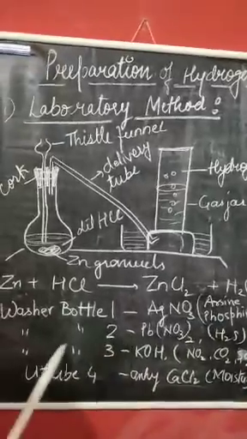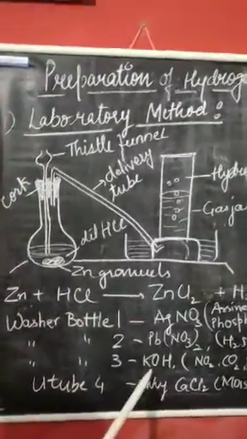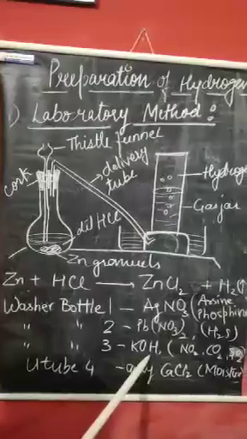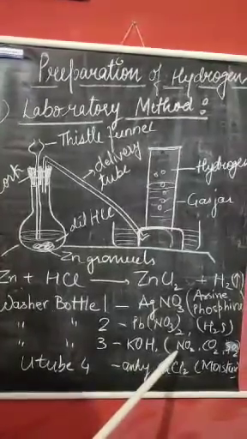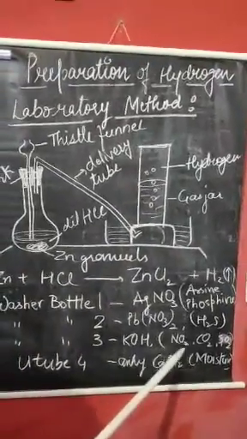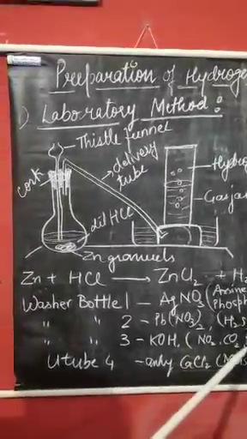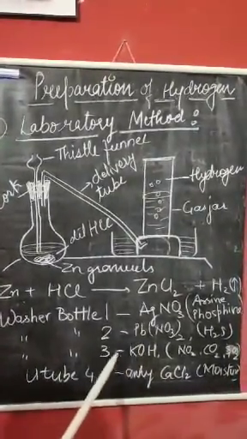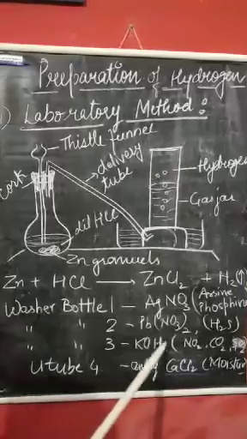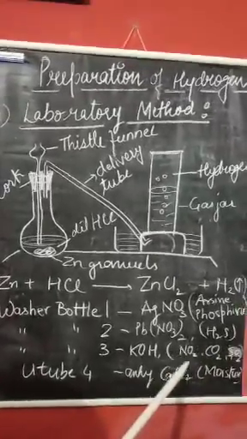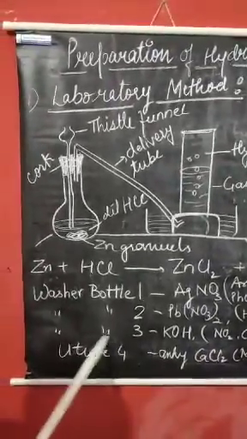From the second washer bottle, it reaches the third washer bottle, which has potassium hydroxide. This removes the impurities nitrogen dioxide, carbon dioxide and sulfur dioxide. This potassium hydroxide removes these types of gases when it goes to washer bottle 3.